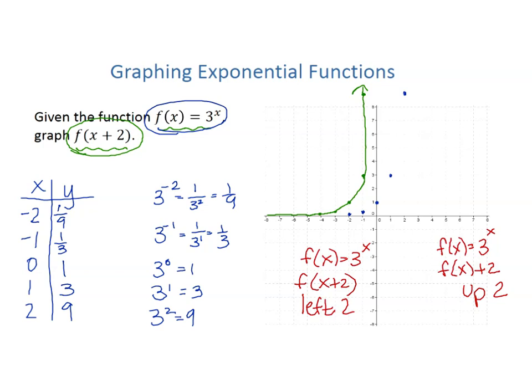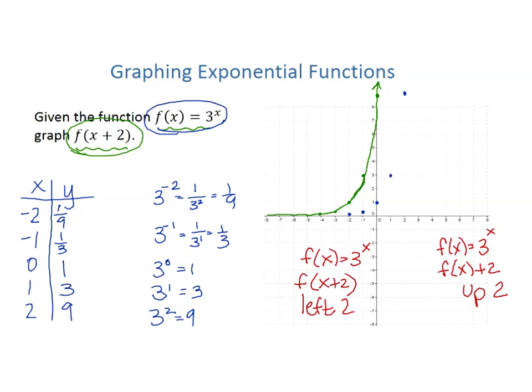Oh, oops. That last one is a little out of place. Let me fix it. That last one should be right about here. So the green one is f of x plus 2, and the blue one, which I didn't connect because I didn't need to, that's not what I have to graph. The blue ones are my original points from my parent graph.